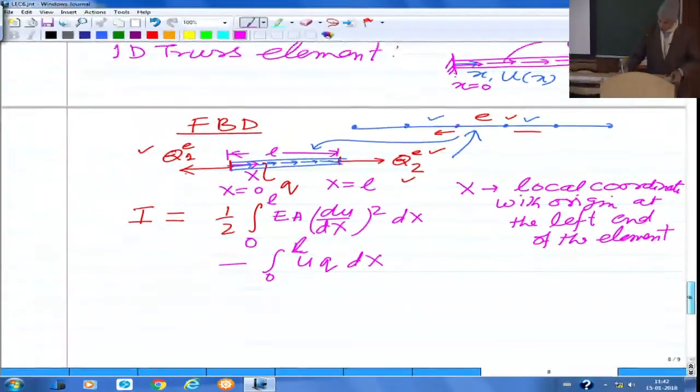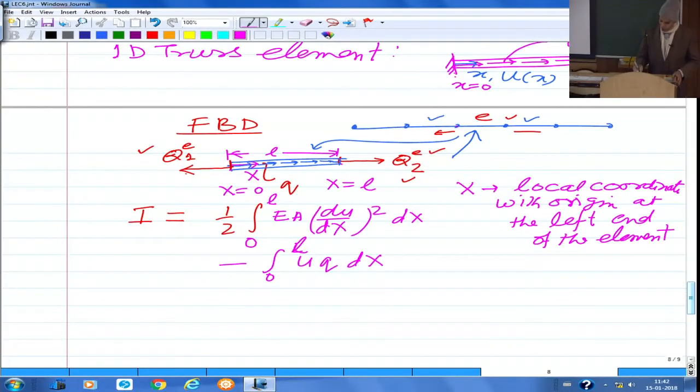So we include the potential of those forces also, as we concluded that this is the strain energy, the first term, and this is the potential of the distributed force. We will also include the potential of these concentrated forces acting at the right end and at the left end. So if you look at this force Q2E, you will have a corresponding displacement at this point.